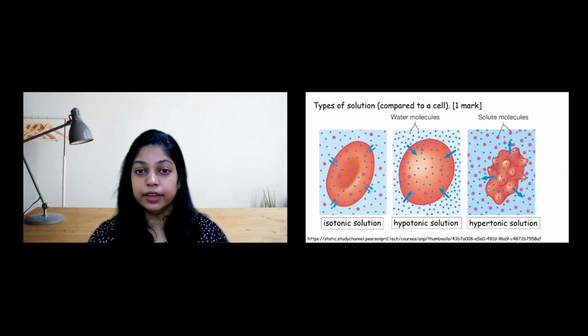When a cell is placed in a solution, the solution is called isotonic solution if the solution has the same amount of solute molecules as the cell. The solution is called hypotonic solution if the solution has less solute molecules and more water molecules than the cell. The solution is called hypertonic solution if the solution has more solute molecules and less water molecules than the cell.